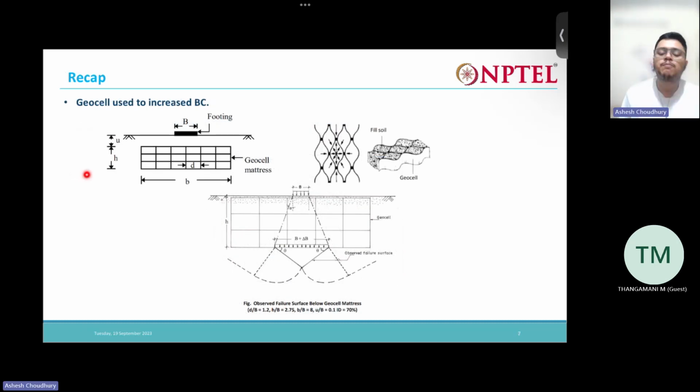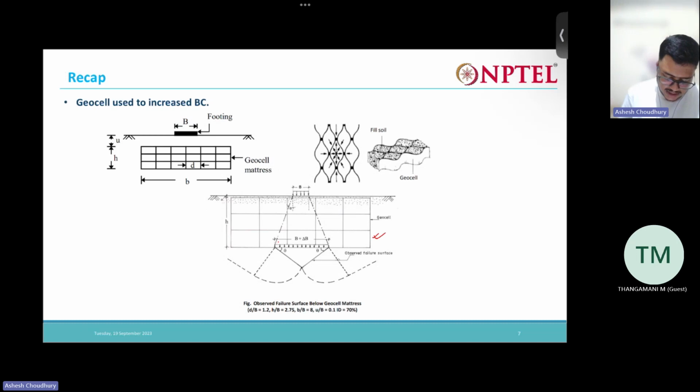Now, apart from geotextiles, geogrids, and steel strips, geocells are also used to increase the bearing capacity. You can see a footing of width B. Underneath that, at a depth U, a geocell matrix of height H and width B, with aperture width D, has been provided. And you can see the mode of failure in this image here.